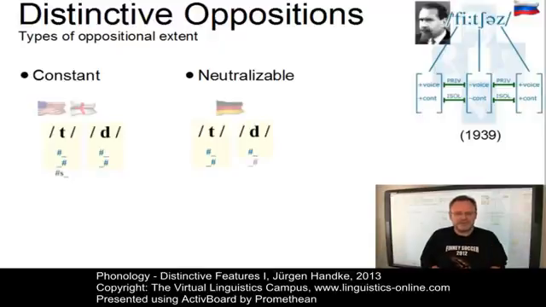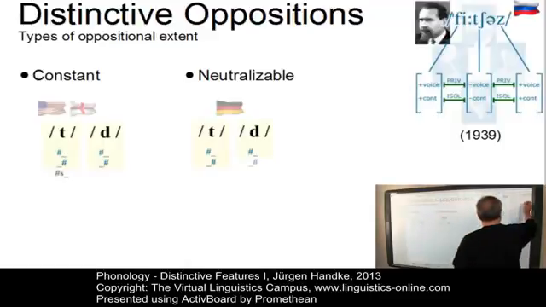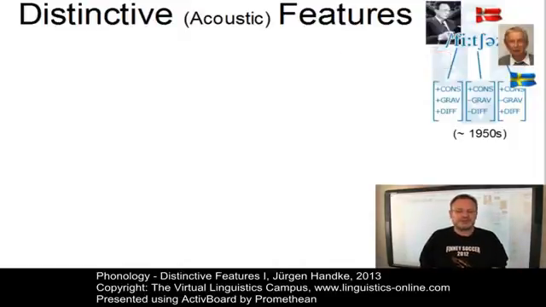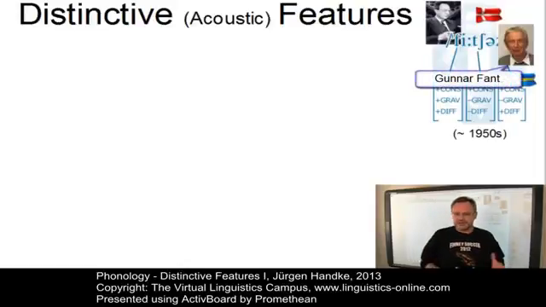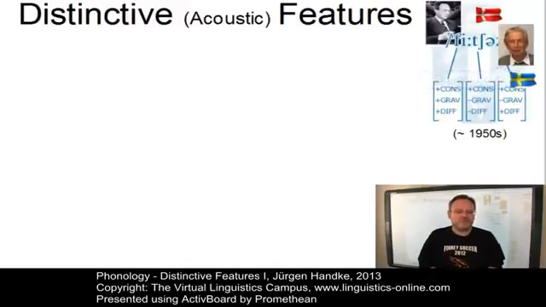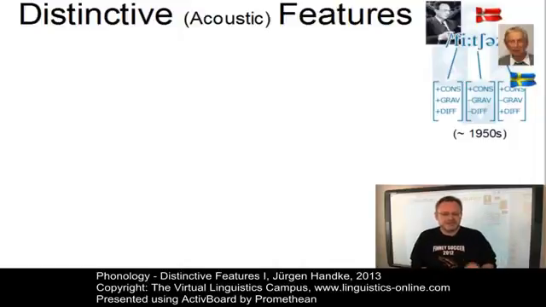Let's now turn our attention to the second approach towards distinctive features as defined by Roman Jakobson in the 1950s. Jakobson aimed at a description of the oppositions operative in languages. Together with his Swedish colleague Gunnar Fant and the American phonologist Morris Halle, he proposed a system of binary features, now called distinctive, that capture phonological contrasts rather than describe the phonetic segments themselves.